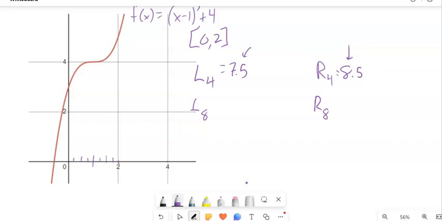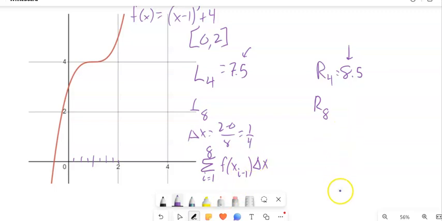My change in x is the length of that interval divided by how many partitions I wanna do. So 2 minus 0, that's a length of 2, divided by 8. So my change in x will be 1/4. My left-hand side would be my sum from 1 to 8, because there's 8 partitions. If I'm plugging in the left-hand side, I'm going to shift it 1 to the left. And I know change in x is 1/4.